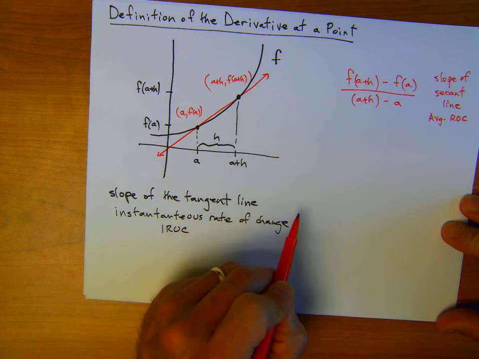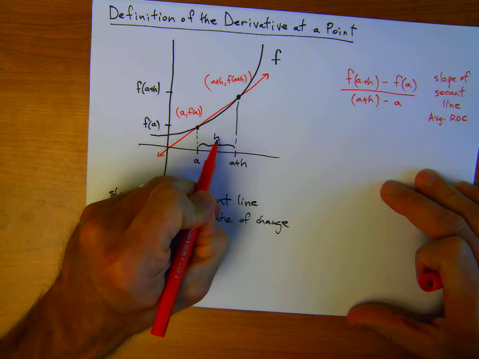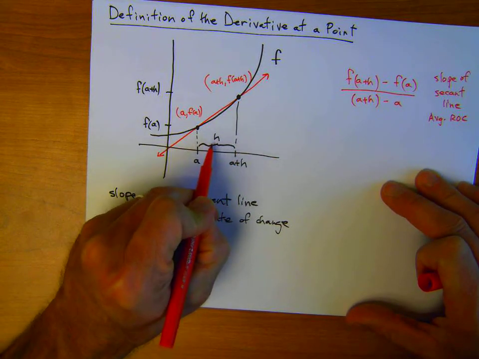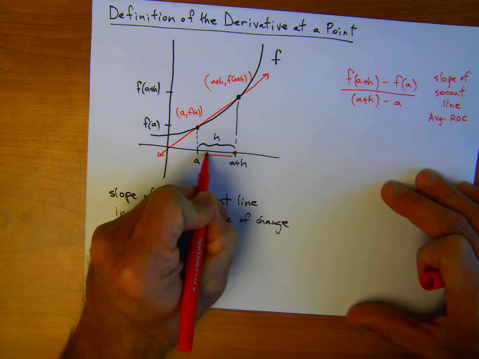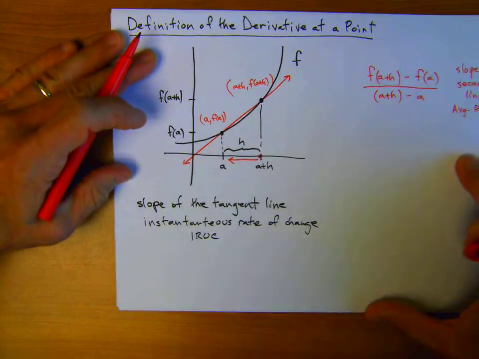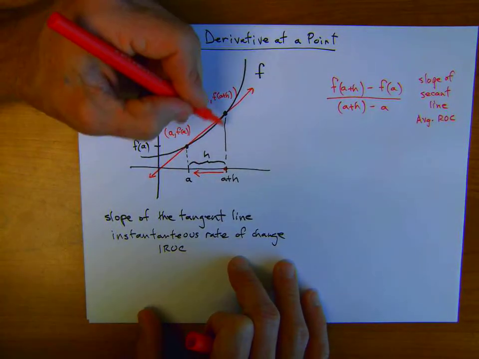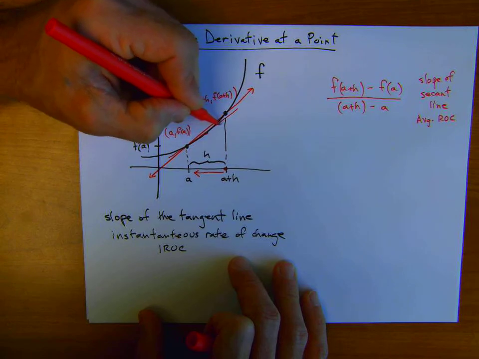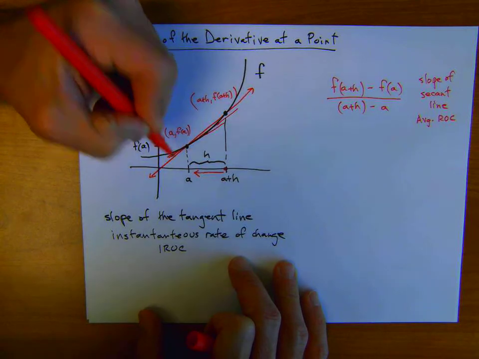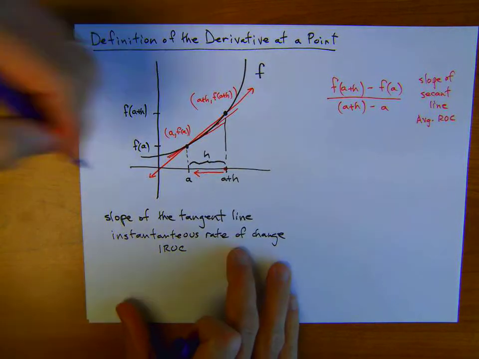So how will we use that? Well, we can allow this h to get smaller and smaller so that this point comes in toward a. As we move that in, we would have another secant line here, and then maybe another secant line here. But eventually, as h goes to 0, we would end up with the tangent line.